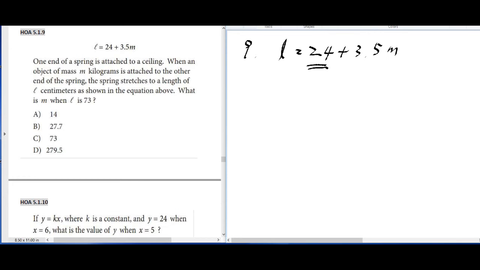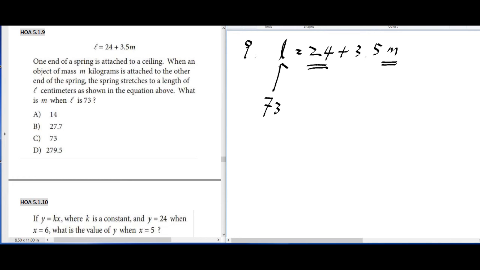You know? And then they ask, what is M when L is 73? Can you just plug in? Right? This is 73. And then they ask what is the value of M. So you can do it mentally, right? Move the 24.